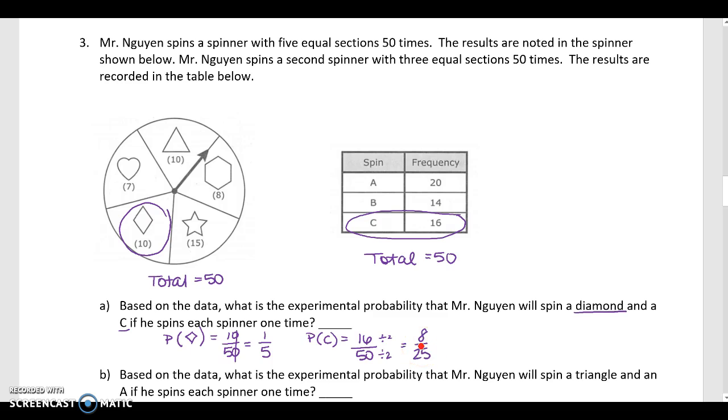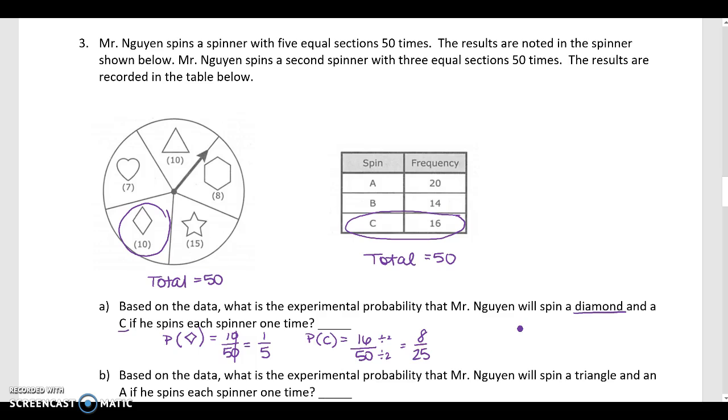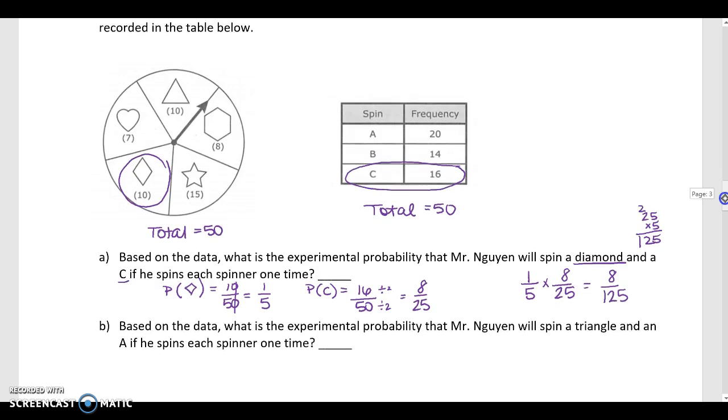Now, what do you do with two events, right? We always multiply them. So now we have 1 over 5 times 8 over 25. 1 times 8 is 8. And 5 times 25, 5 times 5 is 25, 2 times 5 is 10, 11, 12. So you have 8 over 125.